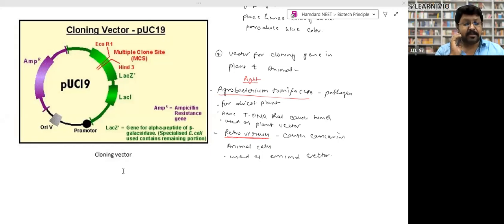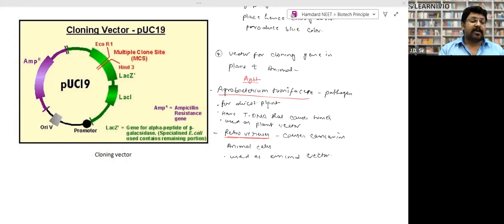Sorry, isn't the name of the plasmid Ti plasmid, something like that? Look, try to understand. We have named that plasmid AGBT, right? In short, AGBT vector means the Agrobacterium tumefaciens plasmid. That plasmid has a special DNA segment called T-DNA. Actually, this T-DNA, which is a part of that plasmid, causes tumor.